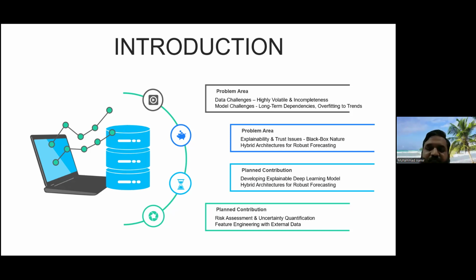The planned contributions I have in my mind are XAI techniques. There are 4 to 5 techniques available, and people have worked on them, but a comparison has not been carried out. A hybrid nature of work has not been done in this field.